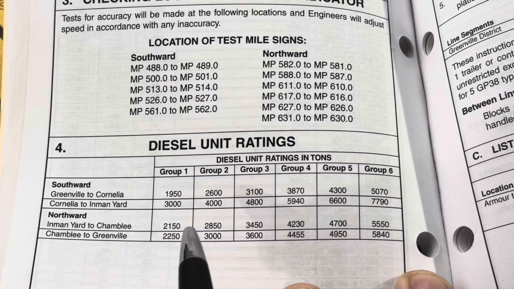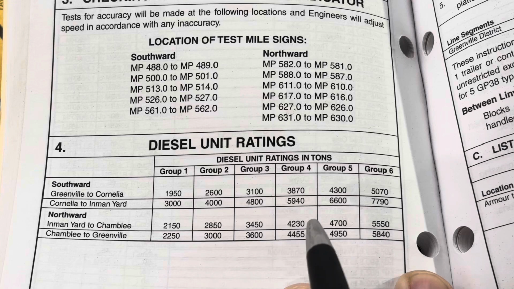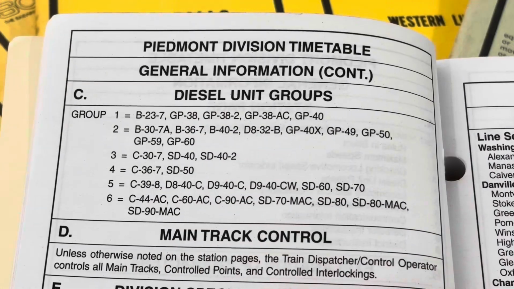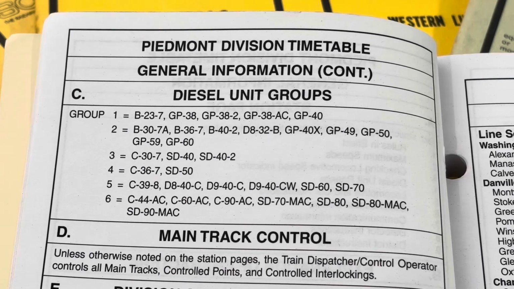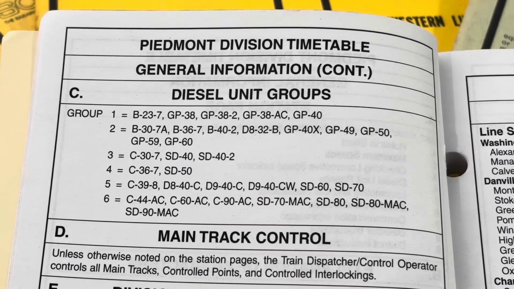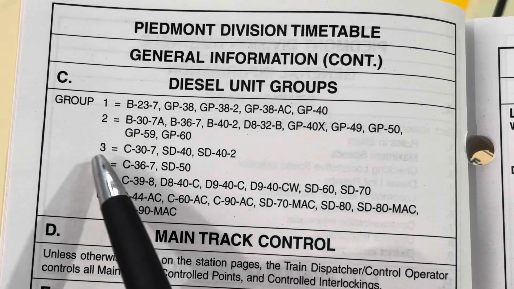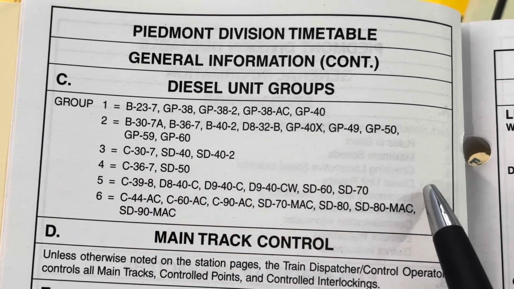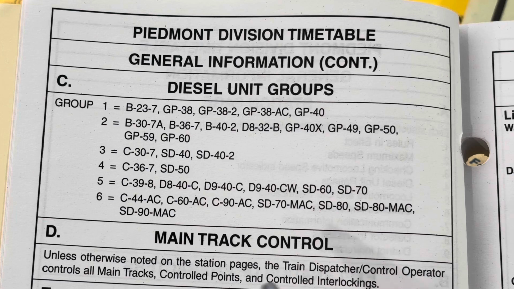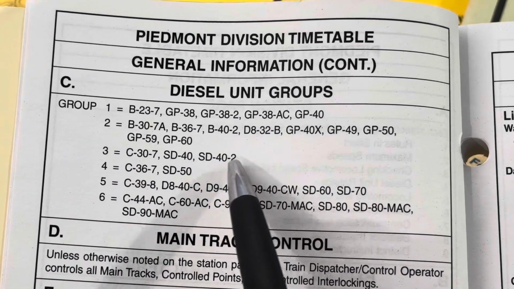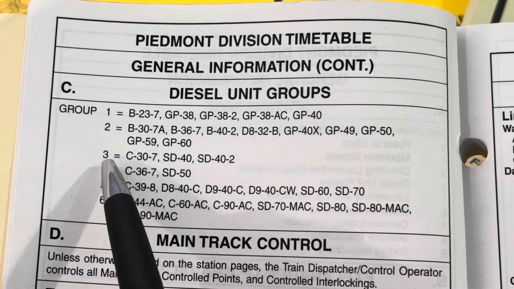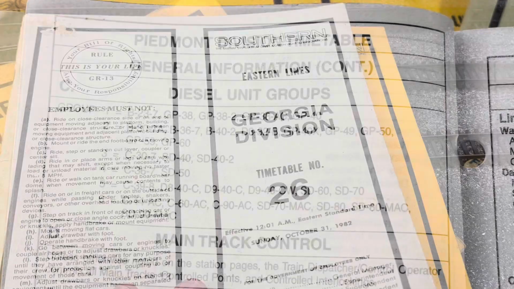So how do we know what locomotives are in group 1, for example, and group 6? I'll show you. In this particular timetable, we find the diesel unit groups listed in the beginning of the timetable. And you can see how they've put each model in each different group. Now this is Norfolk Southern, so your railroad may vary. But for example, your typical SD40-2 for NS is assigned to group number 3.